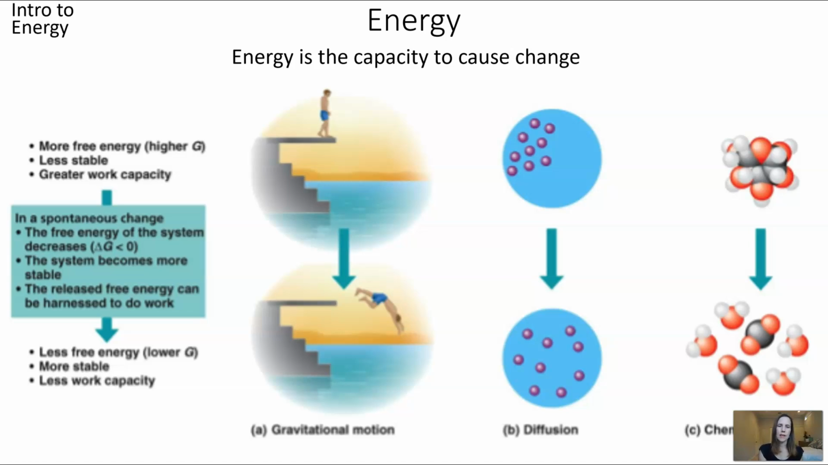In all of these cases, if this is a spontaneous change, we're moving from a state of more free energy, which is less stable and has more capacity to do work, to a state that is more stable and therefore has less free energy and therefore less work capacity. So we're going from a position of higher energy to lower energy in all of these pictures.